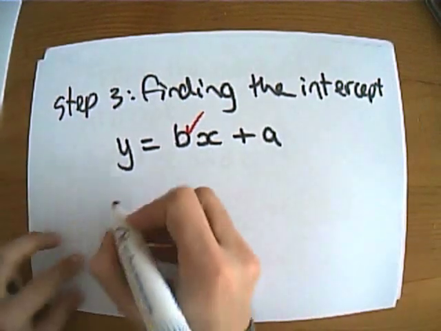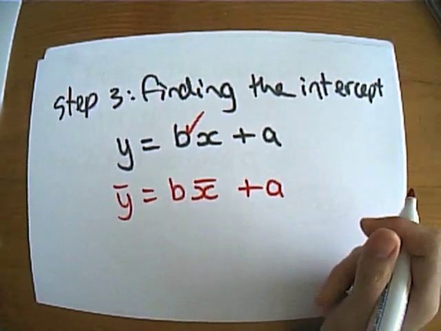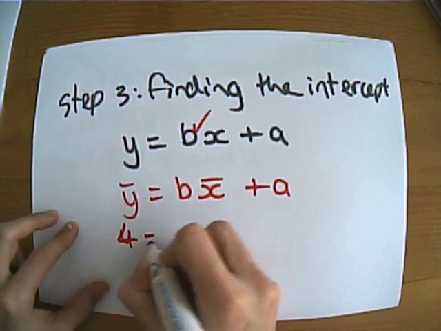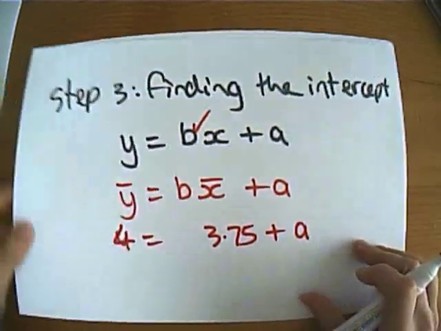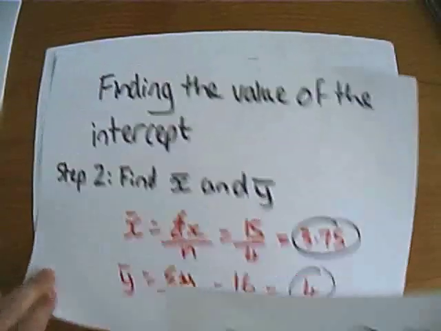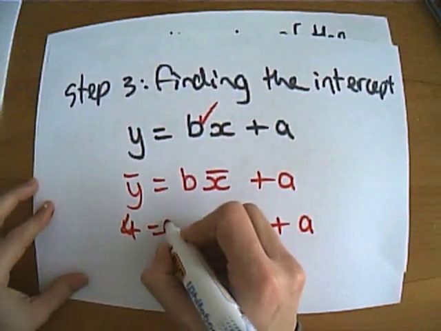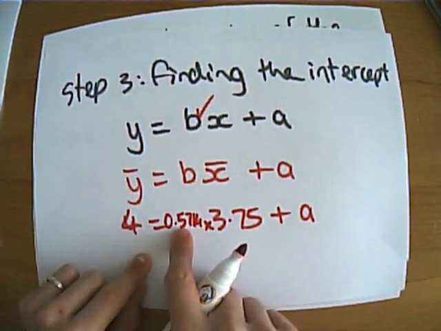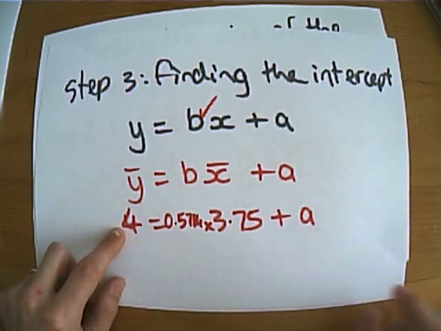So let's substitute in what we now know. We've just calculated that y bar is 4 and x bar is 3.75. We need to just find and remind ourselves what our gradient was. So let's just go back a few pages. And the gradient we came up with was 0.5714. So now all we need to do is do 0.5714 times 3.75, take that over to the other side, and that should give us A.